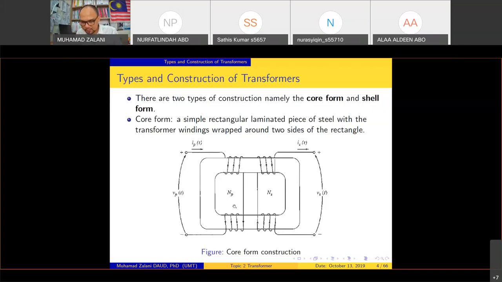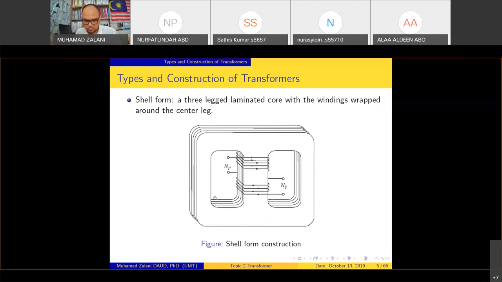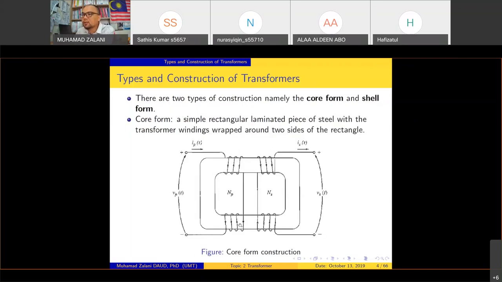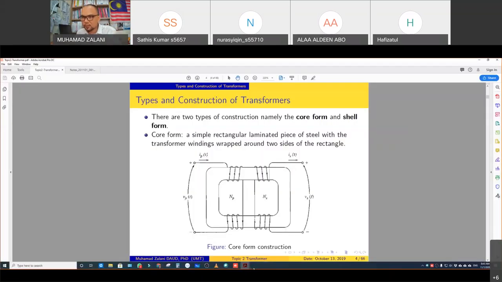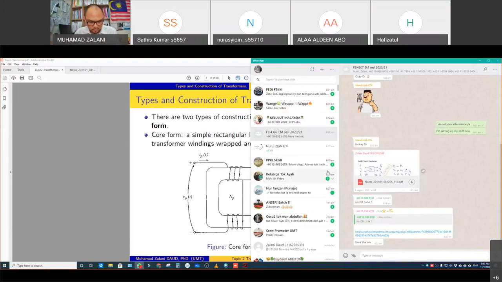For the core type transformer, the winding surrounds the core, with the windings mostly at the outside. But for the shell type transformer, which is this image, the core surrounds the winding. We can see that this is the core that surrounds the winding at the middle: winding at the middle and core at the outside. Differently for this one, the winding is outside the core. I think you should let me play this video that I've shared. I'm not sharing with you guys yet. Let me share it now.